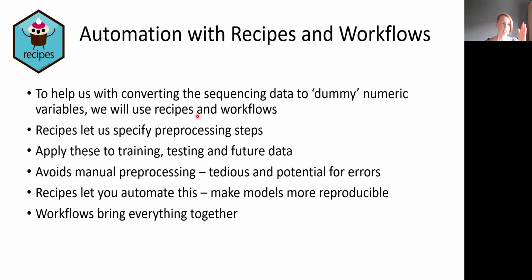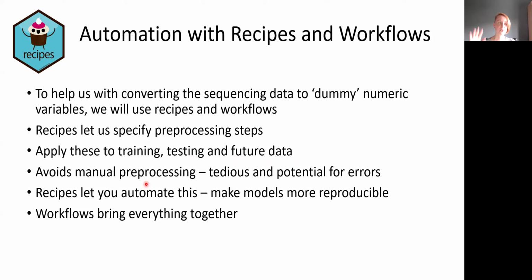So recipes let us specify our pre-processing steps, and then it will apply all of our pre-processing steps to any data that we give it going forwards. So we can apply it all to our training, to our testing when we use that, and also any future data that we might want to run through our model. This allows us to avoid any manual pre-processing, which can be tedious and also error-prone.